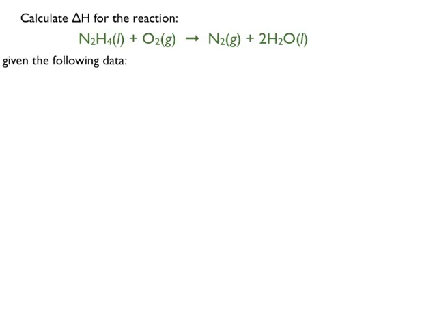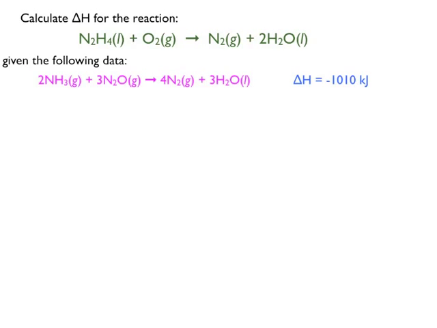First one is, if you react 2 moles of gaseous ammonia with 3 moles of dinitrogen monoxide gas, they react to form 4 moles of nitrogen gas and 3 moles of liquid water, and that reaction is exothermic by 1,010 kilojoules. But if you react 1 mole of dinitrogen monoxide gas with 3 moles of hydrogen gas to make a mole of liquid hydrazine and a mole of liquid water, that reaction is exothermic by 317 kilojoules.